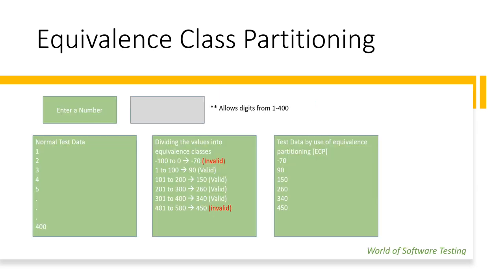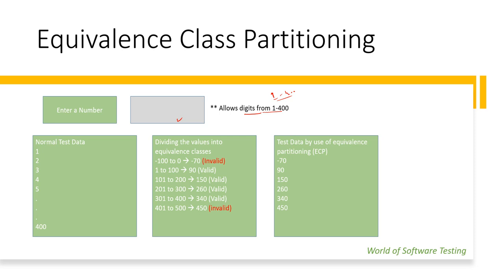So let's see some more examples here. We have this text box again. Enter the number here, which allows digits from 1 to 400. Again, we cannot check if it is accepting from 1 to 400, because we cannot check it 400 times here. So instead of testing this data from 1 to 400 individually, we can use the ECP technique and reduce the data, and can cover all the scenarios with a small set of data.